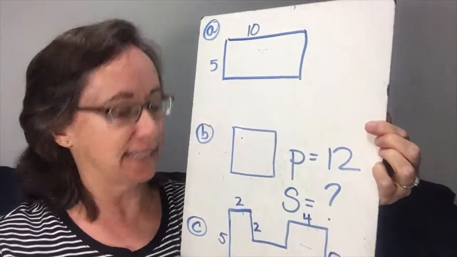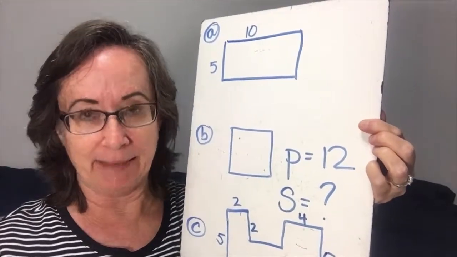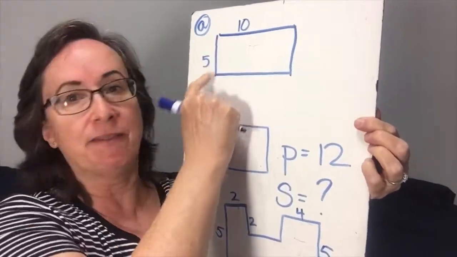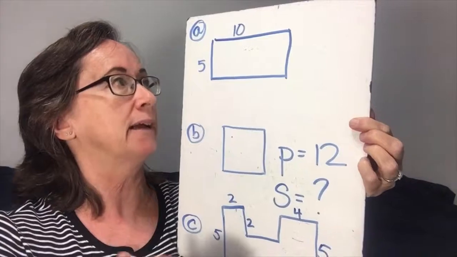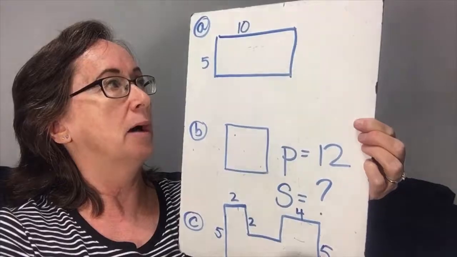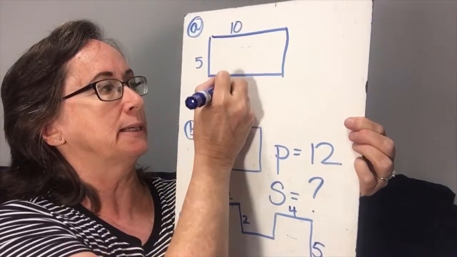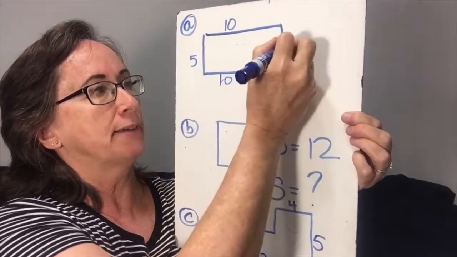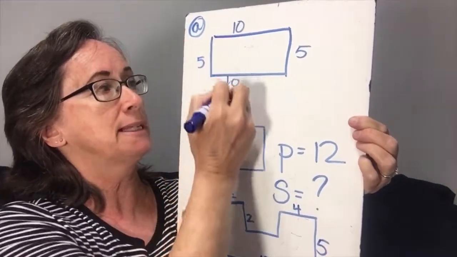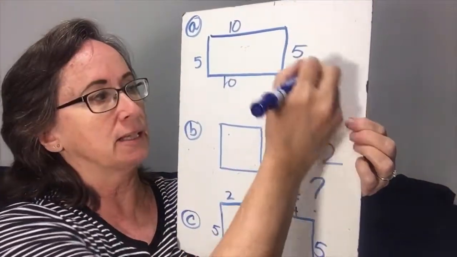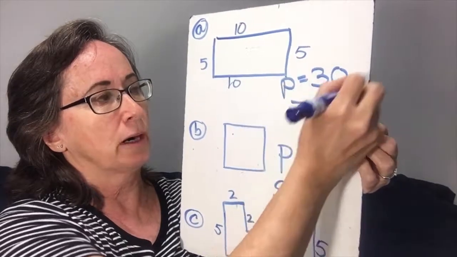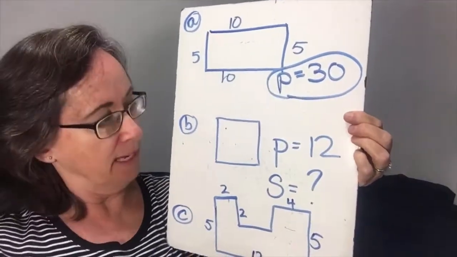Let's look at your practices. We have practice A through E that I'm going to help you with. The first one says that you have a length of 10 and a width of 5 on a rectangle. What is the perimeter? Well, all we have to do here is fill in the missing parts. We have 10, so this one down here must be 10. 5 on the left must equal 5 on the right because it's a rectangle. So we have 10 plus 10 is 20, plus another 10 is 30. So the perimeter is 30 for practice A.